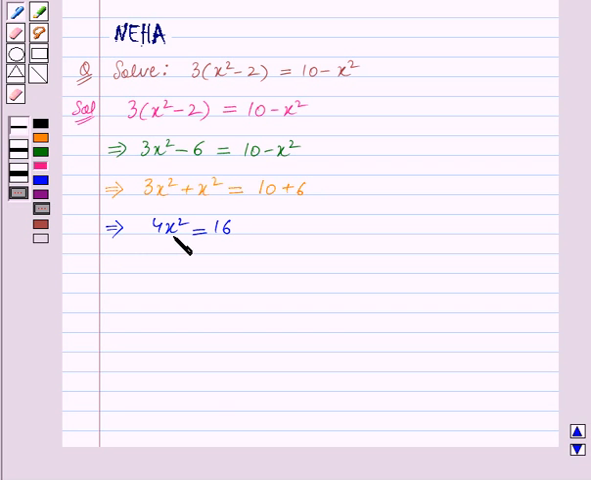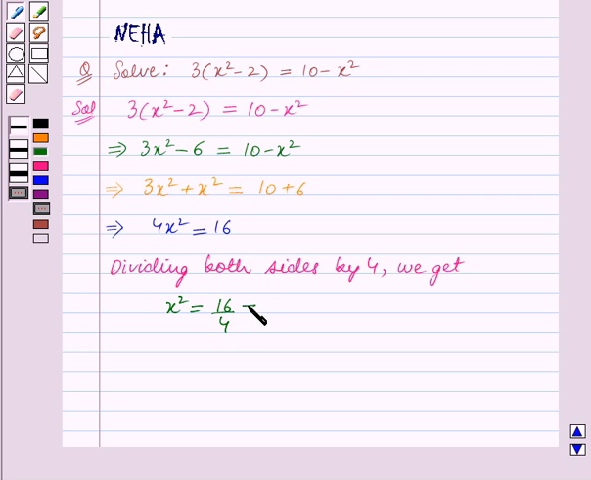We now divide both the sides by the coefficient of x square. We can see that the coefficient of x square is 4. So, dividing both sides by 4, we get left hand side becomes x square. And the right hand side is 16 divided by 4, which is equal to 4.